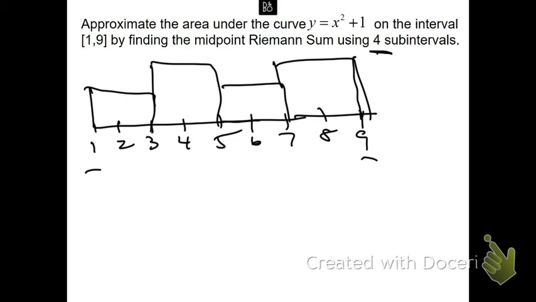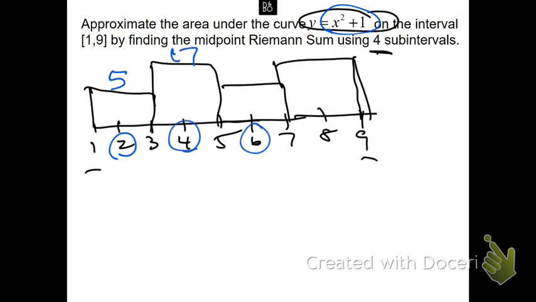All right, now the height of those rectangles is going to be what you get plugging each of those numbers in the middle into this. Plugging in a 2, I'd get 5. Plugging in a 4, 17. Plugging in the 6, 37. And plugging in the 8, 8 times 8, 64, 65.